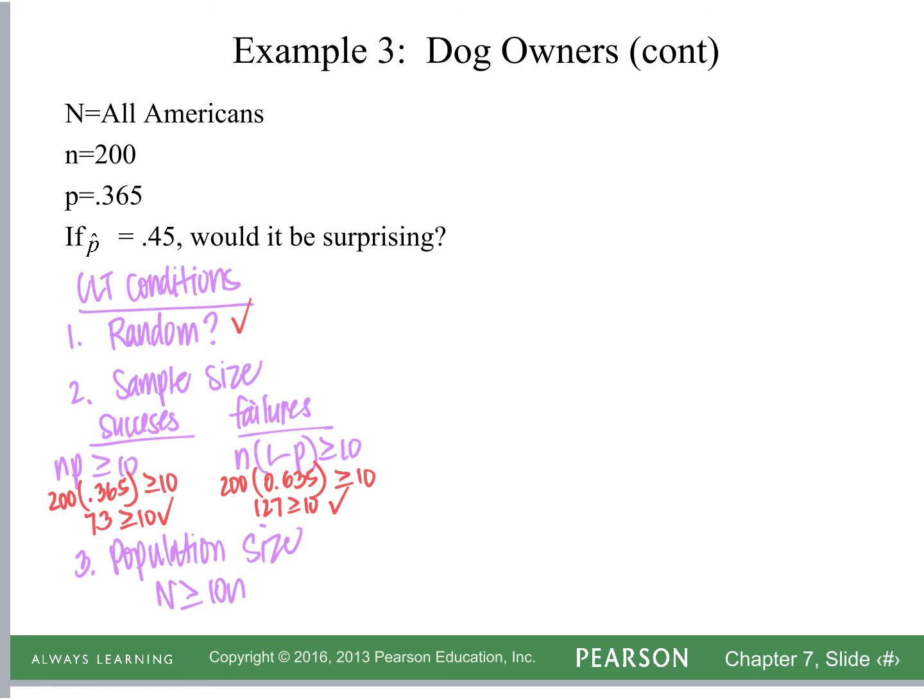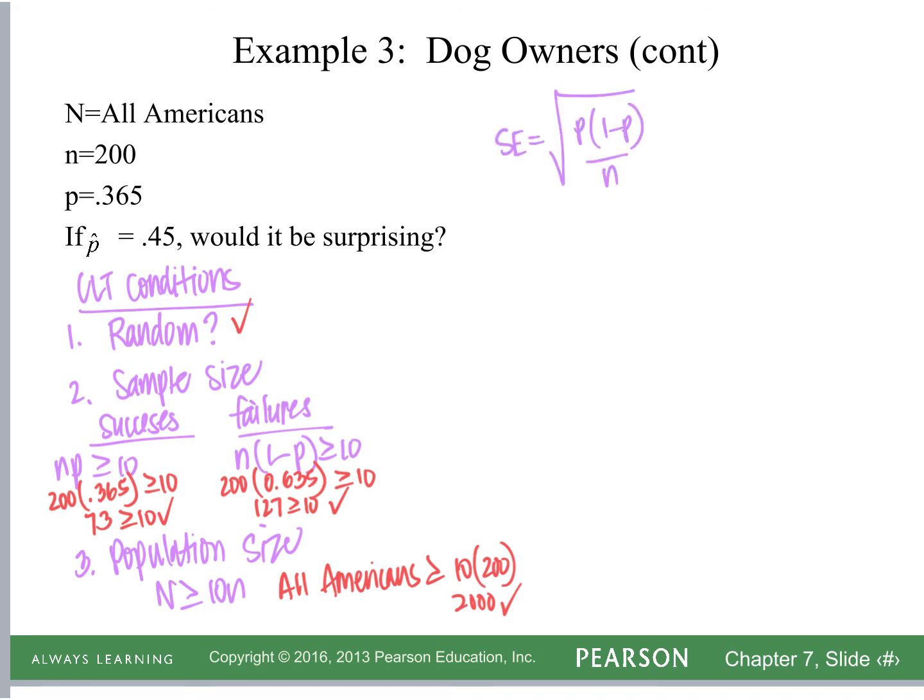And then the last thing we'll check is the population. It needs to be more than 10 times the sample size. Well, the population right here, we don't have a number, but we know that it's talking about all Americans, right? Do we think that it is more than 10 times 200, which is 2,000? Definitely. We know there's more than 2,000 Americans, so we're going to check that off. Okay, so all conditions of the central limit theorem are met, telling us that it is normal, so we can proceed to find standard error.